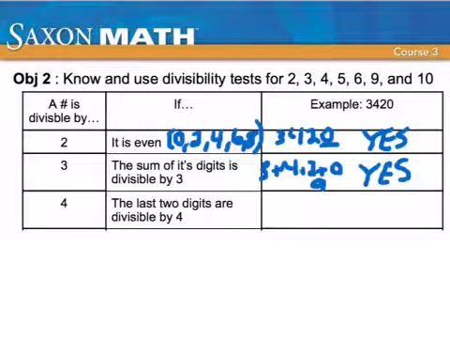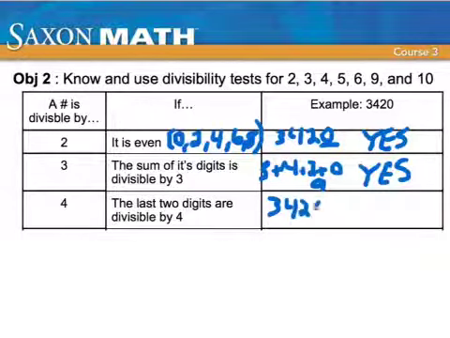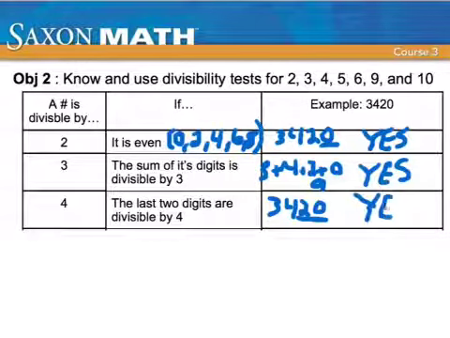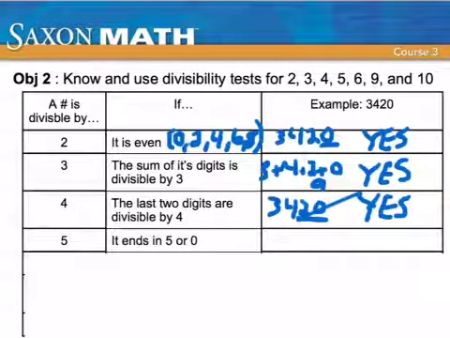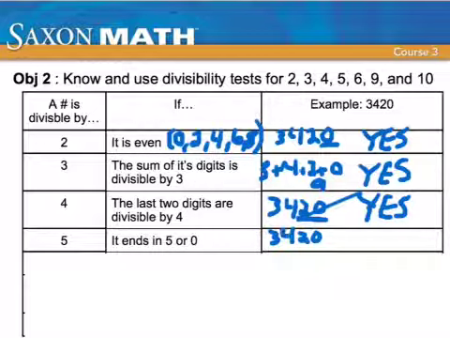Next one, the rule for 4. A number is divisible by 4 if its last two digits are divisible by 4. So when I look at 3,420, I'm looking at the last two digits. Are those divisible by 4? Well, 20 divided by 4 is 5, so that also works. That is yes. We'll keep moving on. 5 is easy. A number is divisible by 5 if it ends in 5 or 0. So again, we're looking at the last number of 3,420, which is 0. So it is divisible by 5.